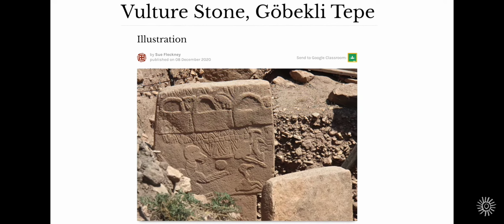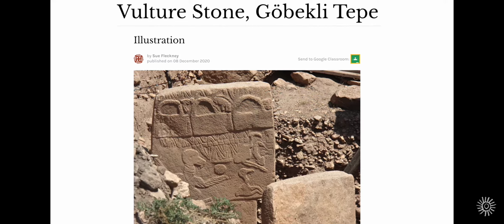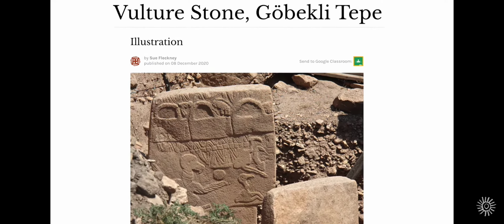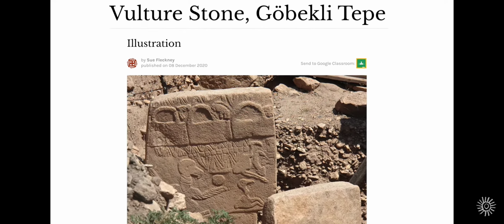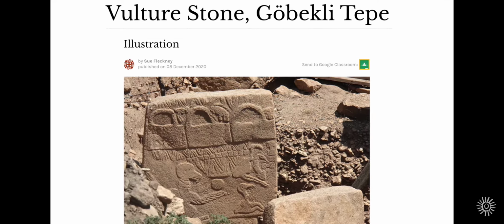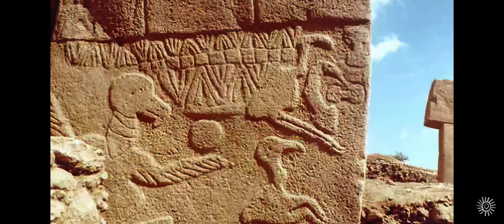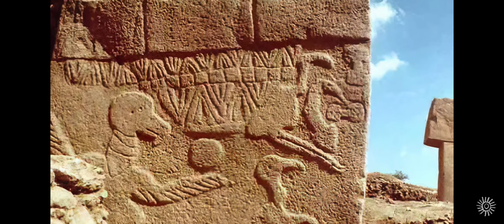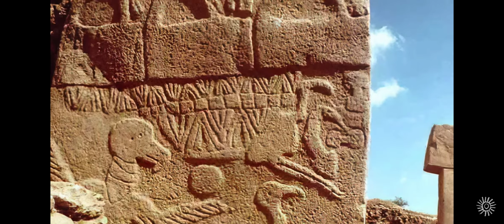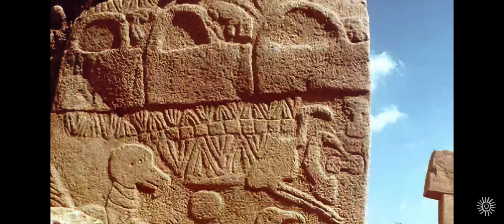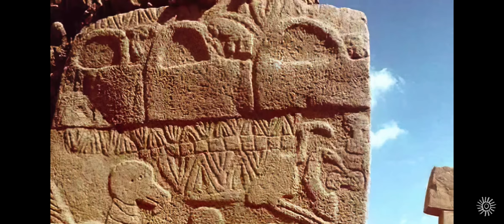In fact, it's depicted on the oldest, most controversial and mysterious megalith ever discovered, the Vulture Stone at Göbekli Tepe. The stone T-pillar depicts arched clouds across the sky or upper portion of the pillar. Yes, the mysterious handbag of the gods.